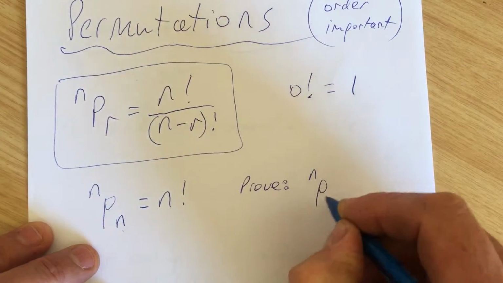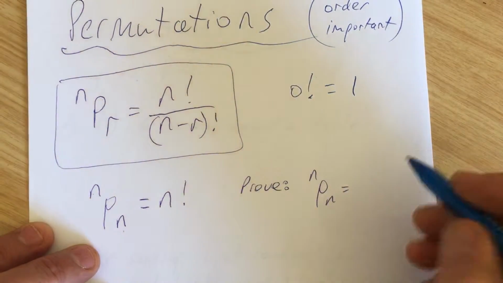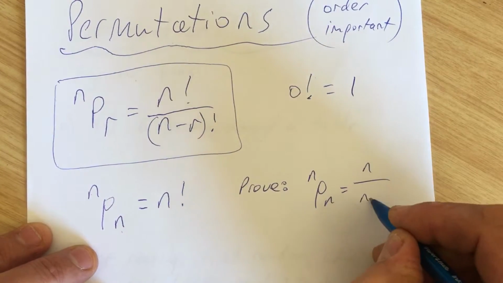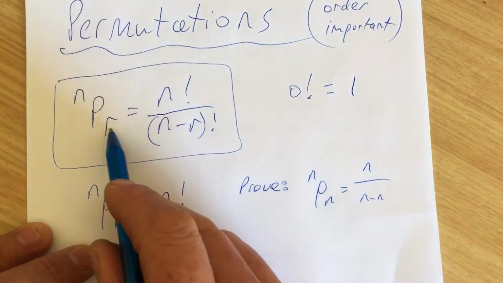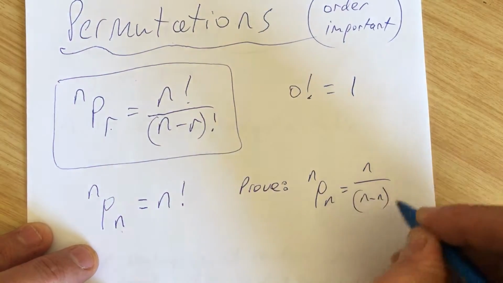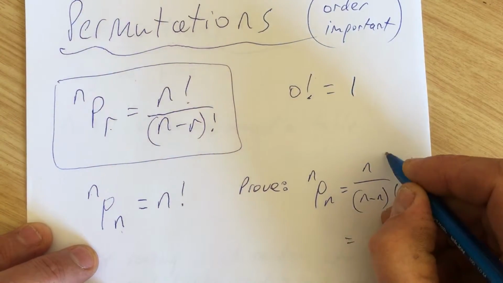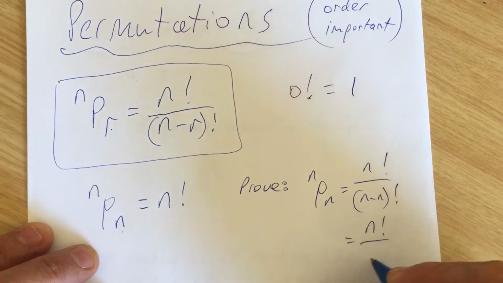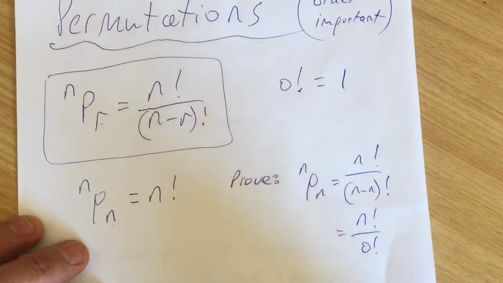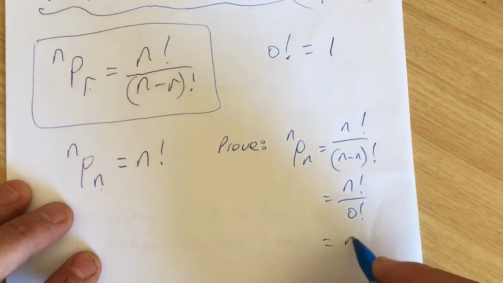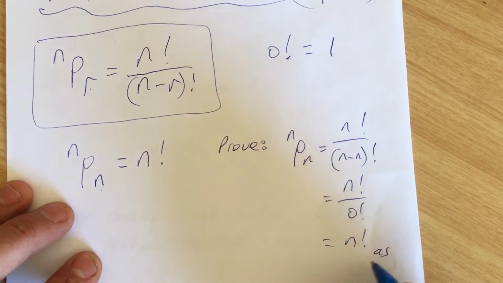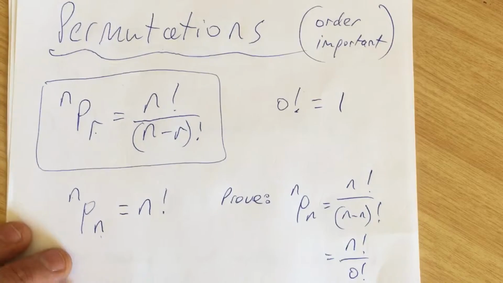So nPn, using the rule up here, is n factorial over n minus n, rather than n minus r, because you've got n equals r. That's n factorial over 0 factorial, and because 0 factorial is 1, it proves it. So anyway, that's what we're starting with.